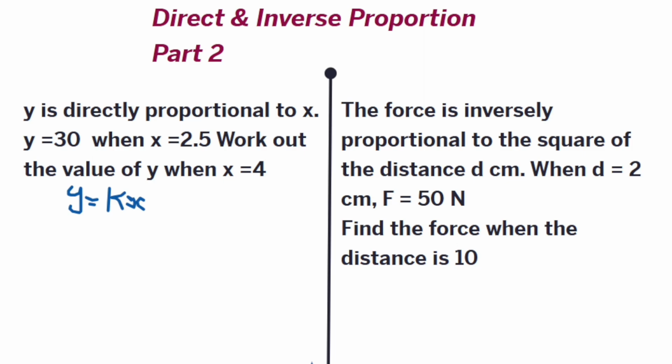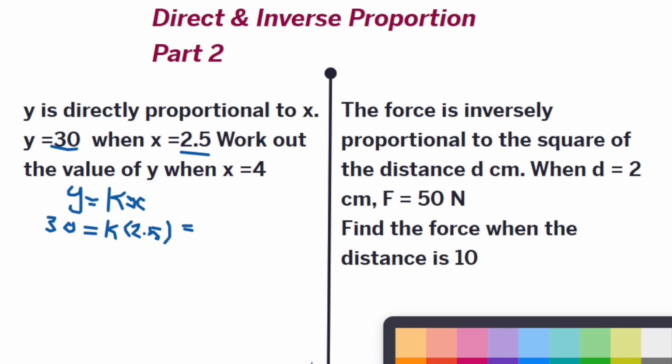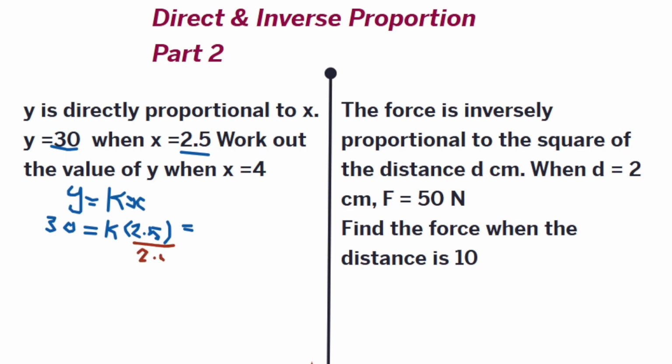So then you substitute the values of y and x because you have y equals 30 and x equals 2.5. So instead of y, we will write 30 equals k times x, which is 2.5. Now let's see what that gives me. To find k, we will divide both sides by 2.5, to get rid of this 2.5. That gives you k equals 30 divided by 2.5. Plug that in your calculator and it gives you k equals 12.